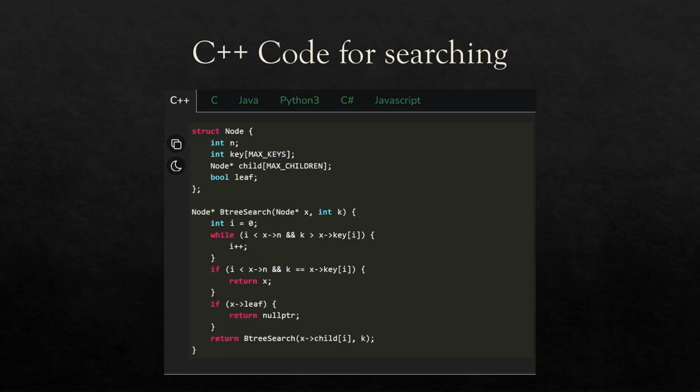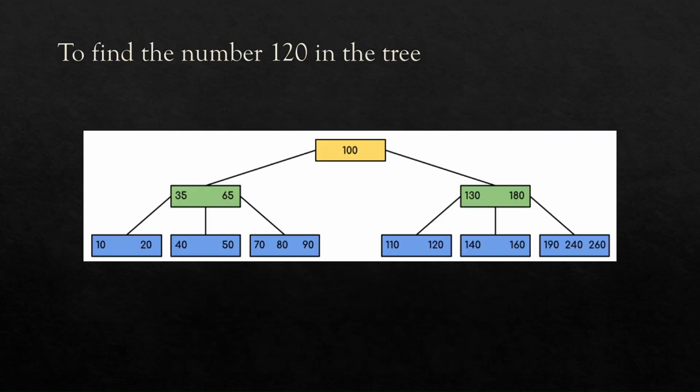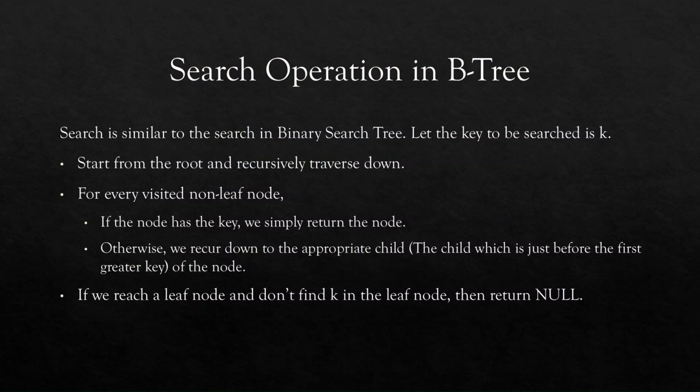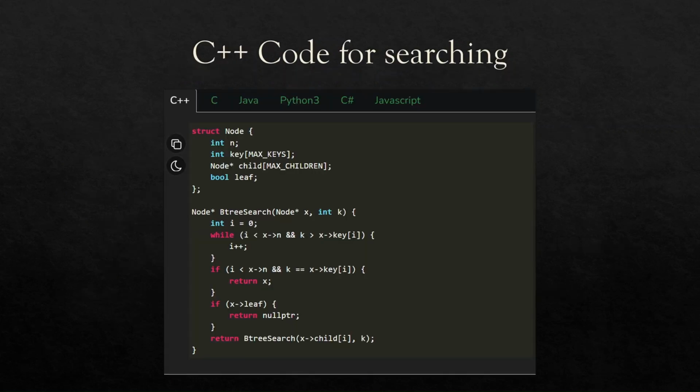Next, this is a simple code for finding an element in a B tree. This explanation is described in a code way. So this is a structure node, and in the while loop, we are searching whether the element is present. In the while loop, we find the location in the root node, and then we recurse down in the same way.